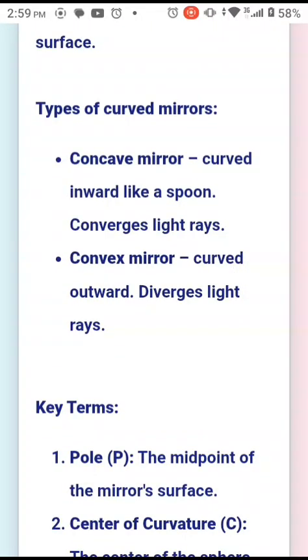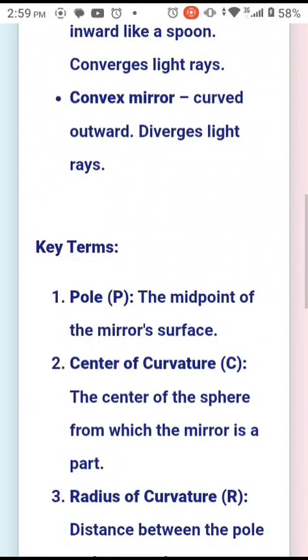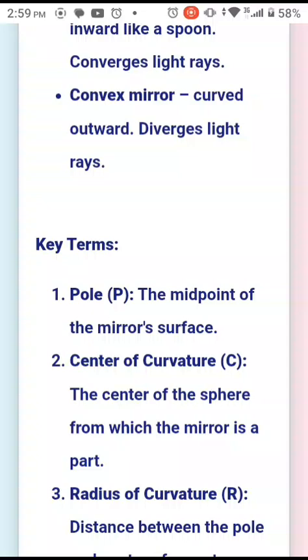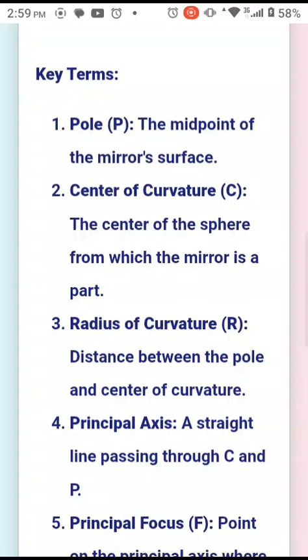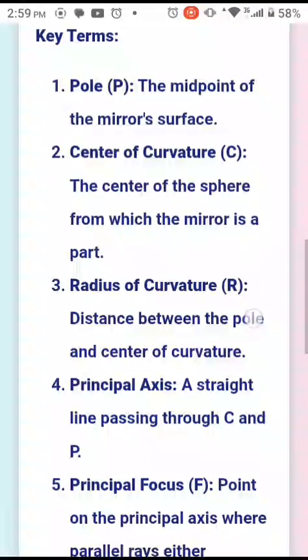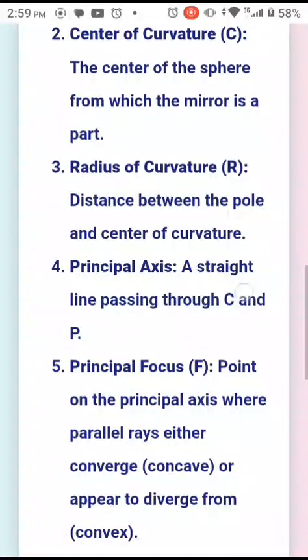Key terms. Pole, P, the midpoint of the mirror's surface. Center of curvature, C, the center of the sphere of which the mirror is a part. Radius of curvature, the distance between the pole and the center of curvature. Principal axis, a straight line passing through C and P.